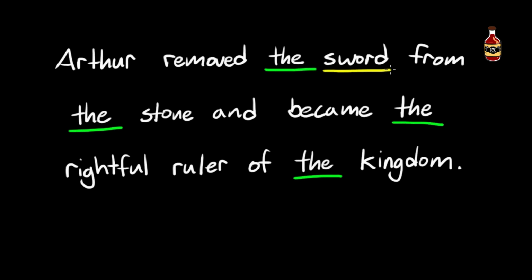So the sword, sword is one of our nouns. The stone, stone is another noun. The rightful ruler, now rightful isn't our noun even though it follows the, it's our adjective to describe ruler, which is our noun. And the kingdom, kingdom is the last noun of the sentence. So there are all of our common nouns. Now our very first noun, we see it right there, it's capitalized, yes, because it's at the beginning of the sentence, but it's also capitalized because it's a proper noun, Arthur. And there we go. Remember, a noun is a person, place, thing, or idea. That's what we're looking out for. Let's move on to the next example.